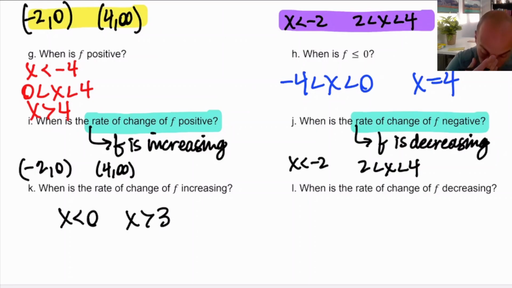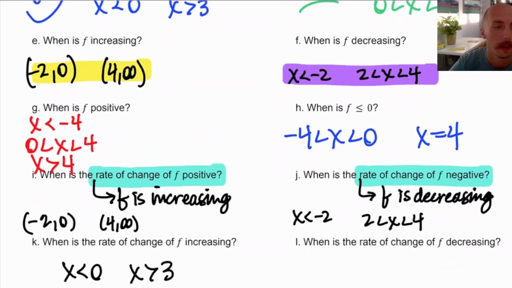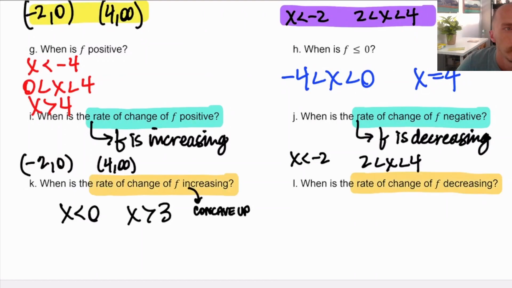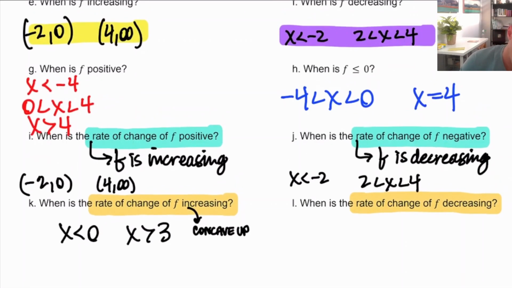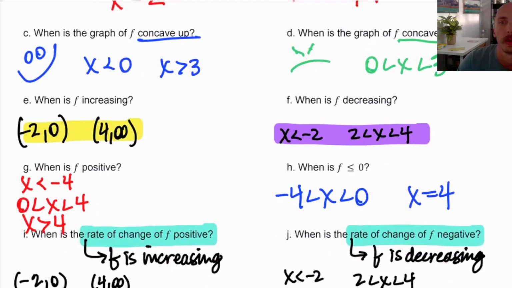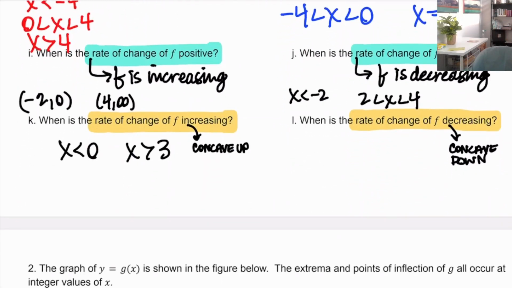And then rate of change of f is decreasing when f is concave down. I didn't translate that. All right, that's a little better. So when the rate of change of f is decreasing, that means we're looking for concave down. Okay, we had that up here. That's in green, 0 to 3 only. But again, that's where the graph's frowning.